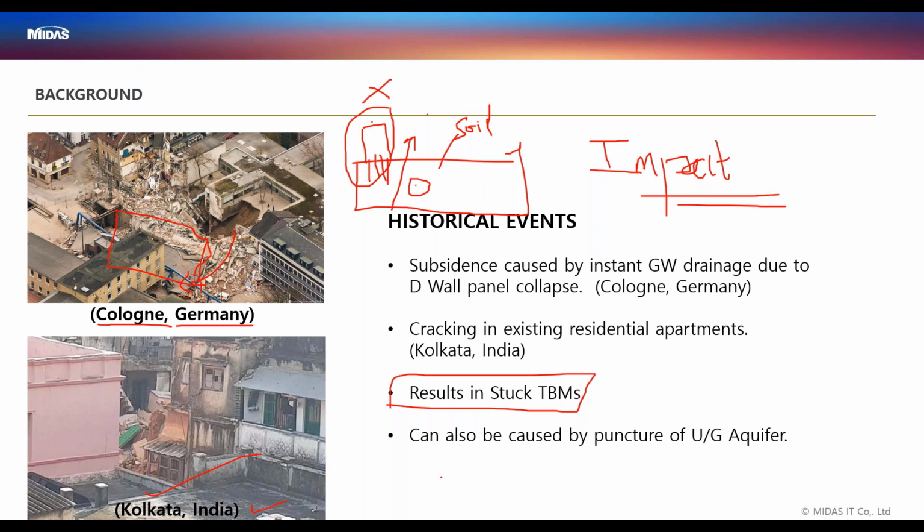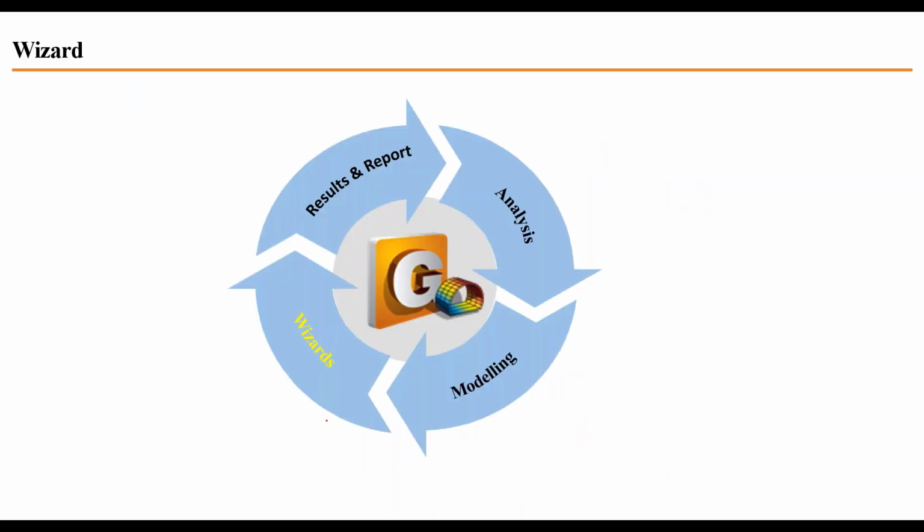So all these aspects tell us it is very important to have an assessment of the excavation onto the nearby structure or the adjacent structures. So now you all might be wondering why I should use GTS NX. What is the benefit if I'm using GTS NX?